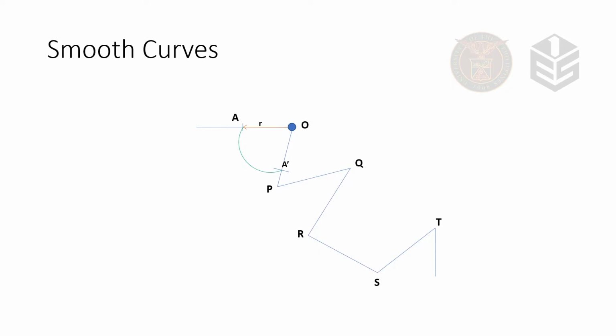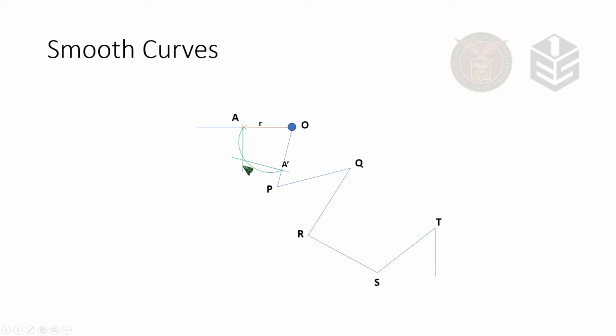Then we draw perpendicular lines on points A and A prime. Note that these perpendicular lines must intersect on the concave side of the angle. So it should look like this one. Then third, the intersection of the two perpendicular lines is the center of the arc that smoothens the angle, basically the smooth curve for that particular angle. We label the intersection as point O prime. This will be my point O prime.